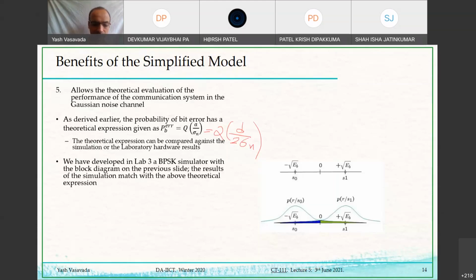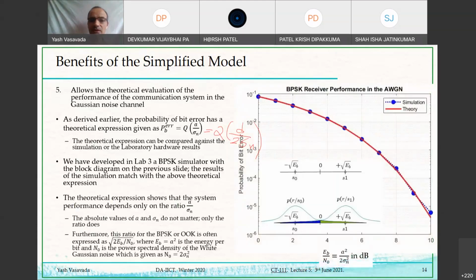And then we can also change either the distance separation or the sigma n, the standard deviation of the noise. And for each value of d divided by 2 sigma n, we would measure the bit error probability and compare it with the theoretical answer. Hopefully, all the blue points which are empirically calculated or experimentally derived for different values of a divided by sigma n should match the theoretical expression, which is Q function of a divided by sigma n.